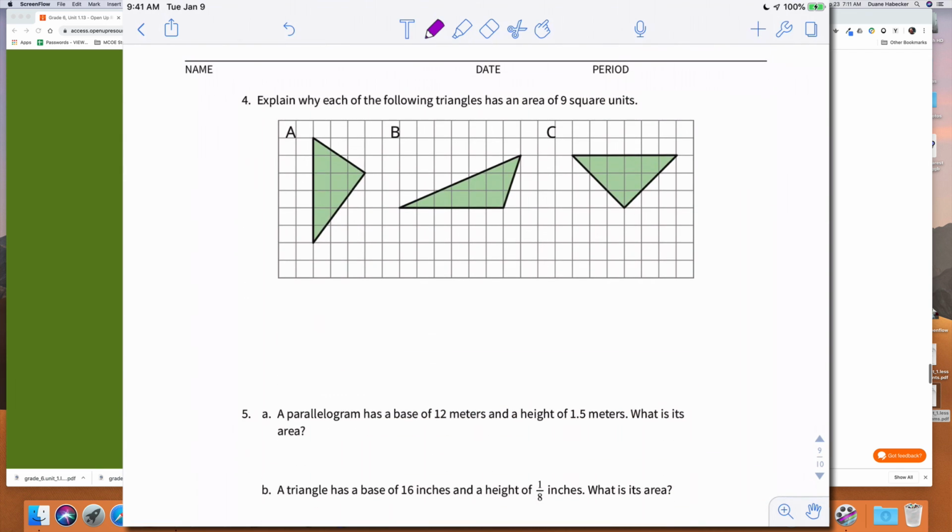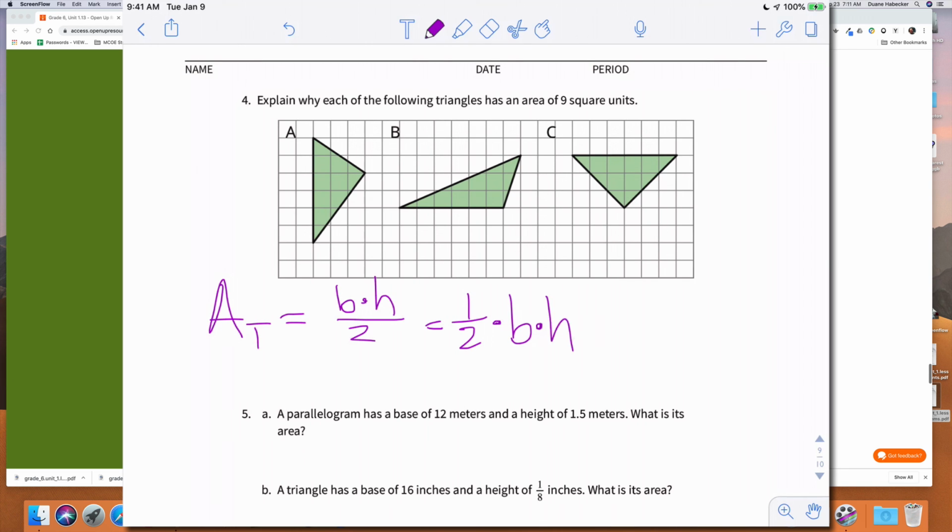All right, number 4, explain why each of the following triangles has an area of 9 square units. Well, we've got to remember, man, I love this curriculum. The formula for the area of a triangle is base times height divided by 2. I love this curriculum because it's always spiraling and causing our students to remember everything they've already learned so far.